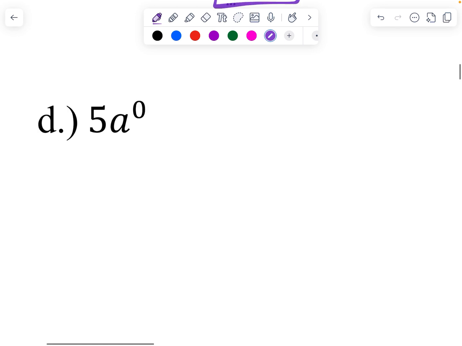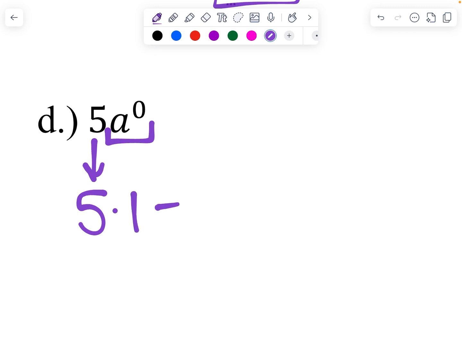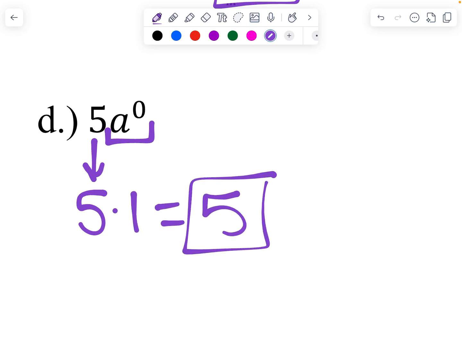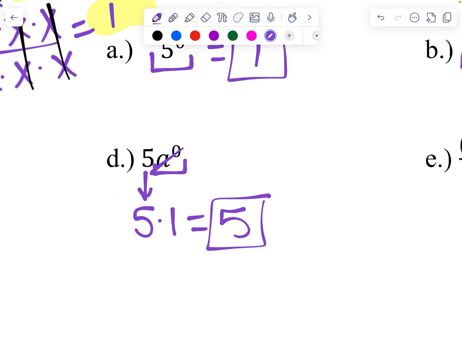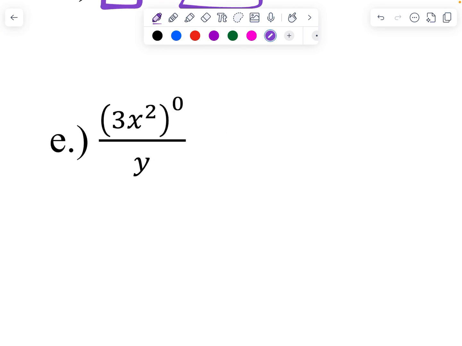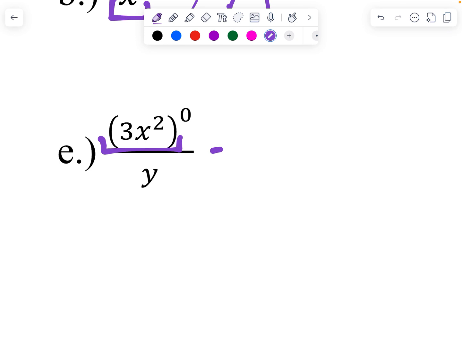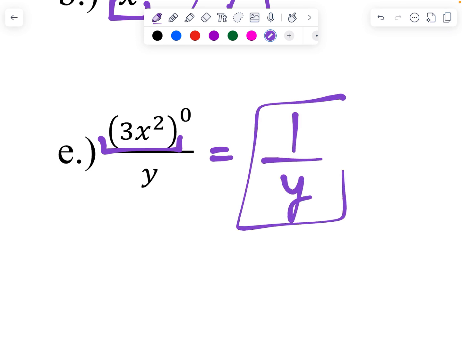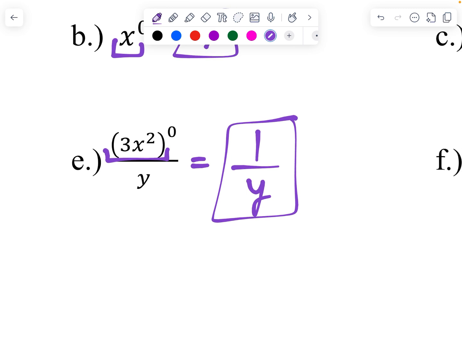Now, letter D, we have 5, and then we have a to the 0 power. So this 5 is going to come down like normal, and then this a to the 0 power we'll now multiply by 1, so this answer will be 5. Sometimes when I write it this way, I just cross out the a to the 0 power because I know that's going to be a 1. All right, and then letter E, our numerator, the whole thing is raised to the 0 power, so the numerator is 1, but then that y is going to come down and stay in the denominator, so we'll have 1 over y.